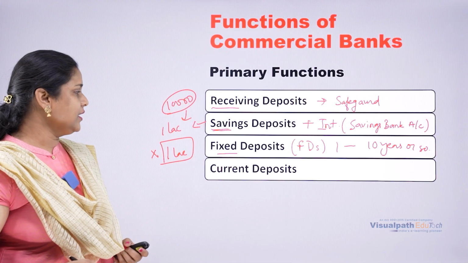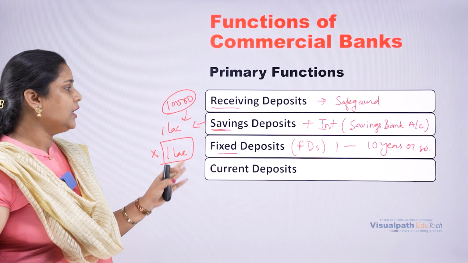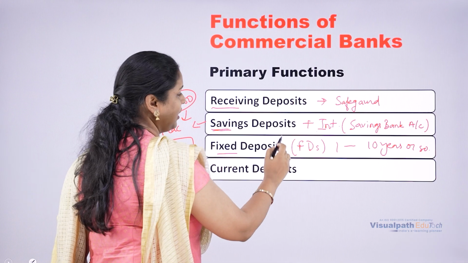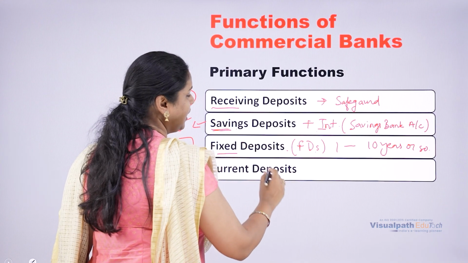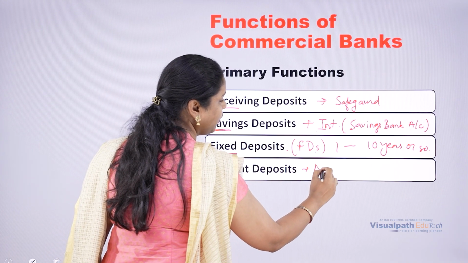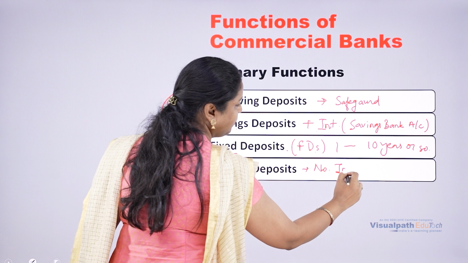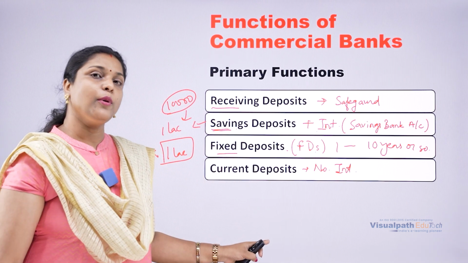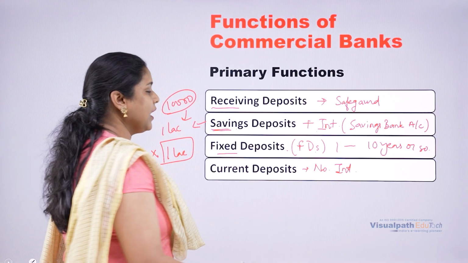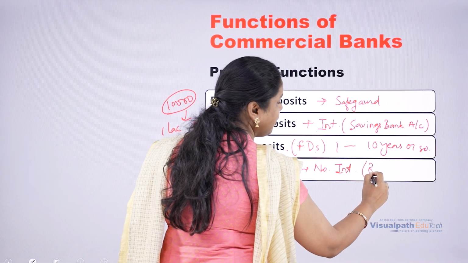The next one is current deposits. On FDs you get some interest. For savings deposits also you get some interest. In current deposits, no interest. You don't get any interest on current deposits. And current deposits are mainly used for business operations.